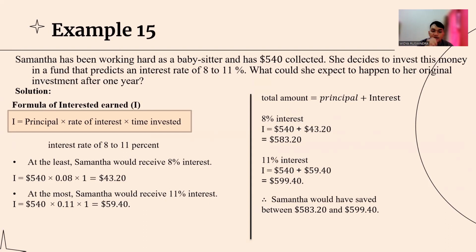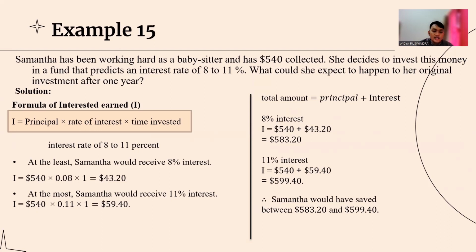So at the least, Samantha would receive 8% interest. So I equals 540 multiplied by 0.08 multiplied by 1. Okay, before going to the next step, I will explain that 8% equals 0.08. So I equals $43.20.